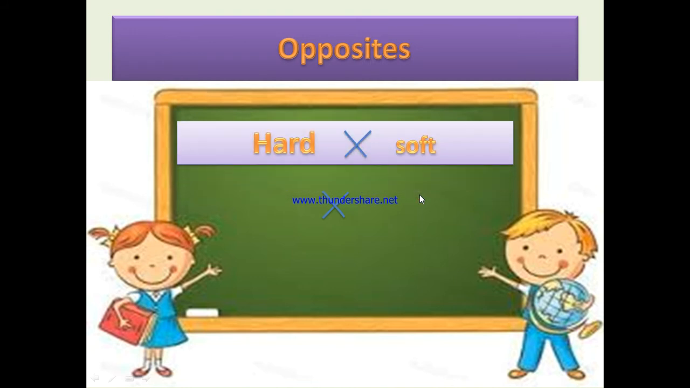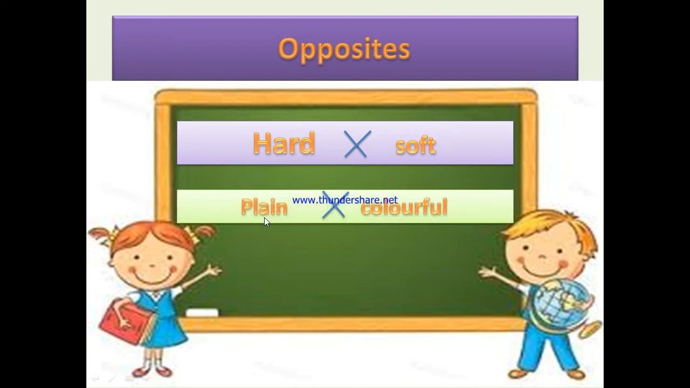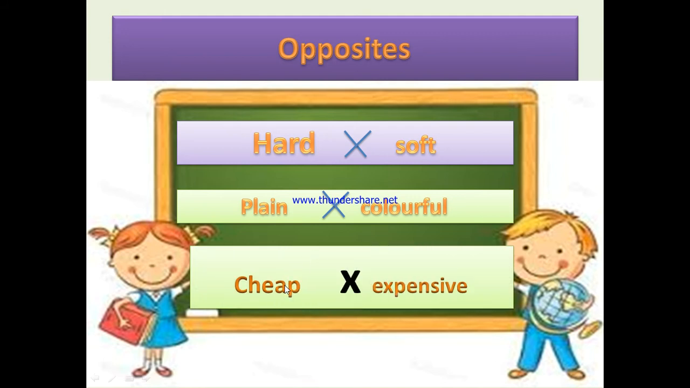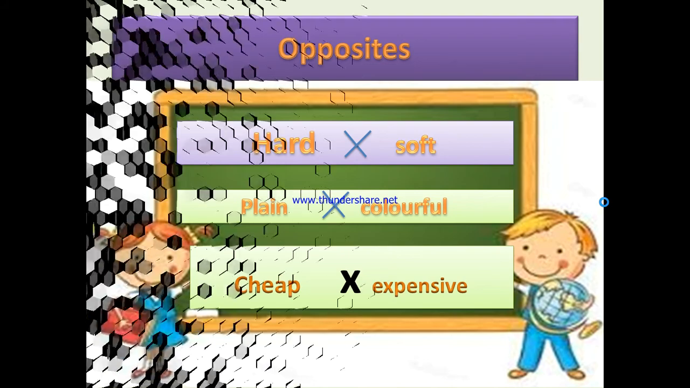Opposites. Hard, صعب or صلب, soft, ناعم. Plain, غير ملون, colorful, ملون. Cheap, sorry, رخيص, expensive, غالي. Okay, write all these opposites in your notebook. تكتبوها بالدفتر.